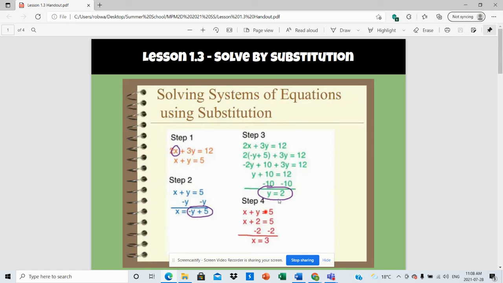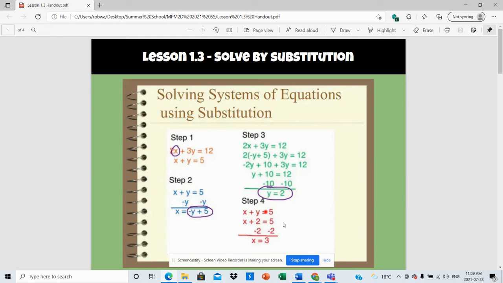All we have to do is, in either one of the equations, instead of having y, substitute 2 in for y. So we'll use the easier equation. That's my recommendation. So here, x plus y equals 5. Well, we can substitute y with 2 because we know y equals 2 for the solution of this system. So it's x plus 2 equals 5.